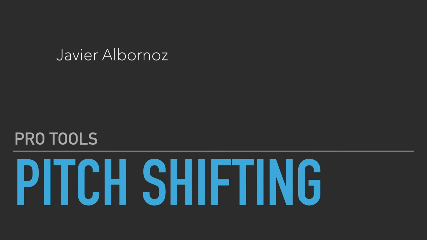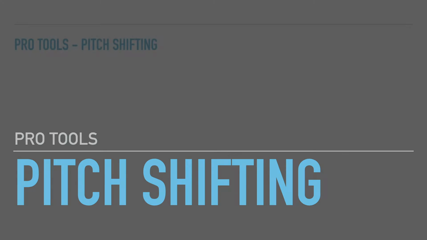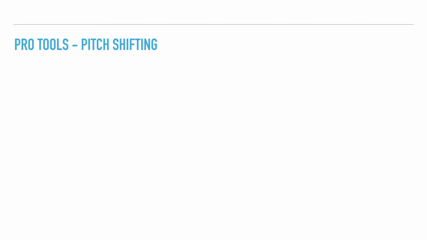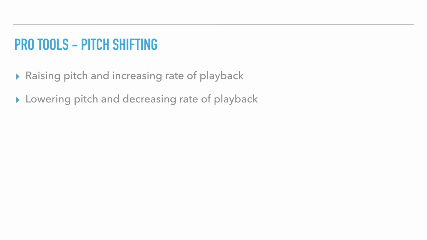Today we're going to be talking about pitch shifting in Pro Tools. Pitch shifting refers to raising the pitch and increasing the rate of playback, or lowering the pitch while decreasing the rate of playback, or it could refer to pitch shifting independently of the speed of playback.